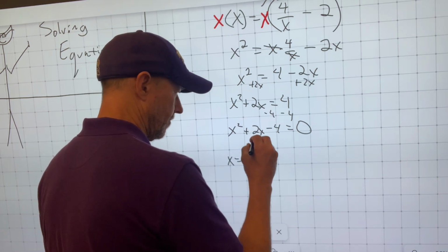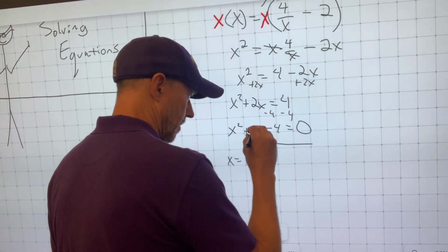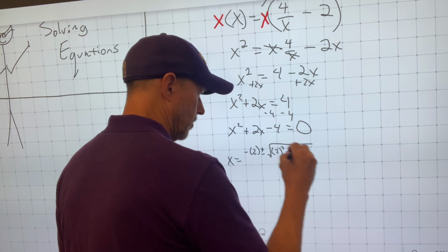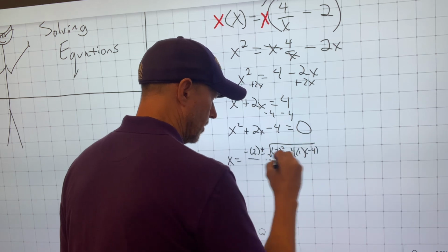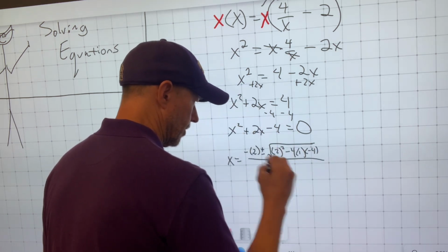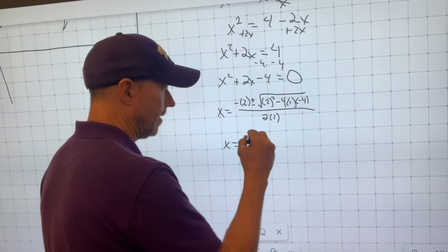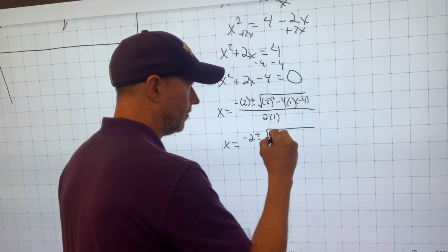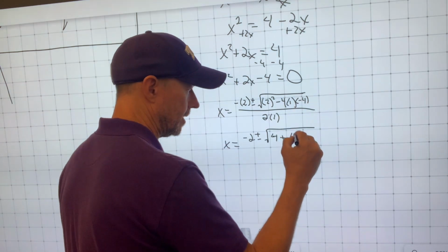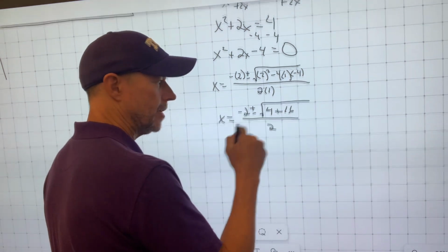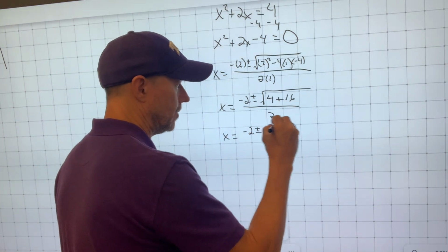x equals the negative of what's there, the b, plus or minus the square root of b squared, so 2 squared, minus 4 times the a, which is 1, times the c, which is negative 4, and it's all over 2 times a, which is 1. So we have negative 2 plus or minus the square root of 4. Now this double negative is going to turn into a plus, and 4 times 1 times 4 is 16, all over 2. And we see we're not getting a perfect square, so it was not really factorable in the traditional sense. So we get the square root of 20 here.